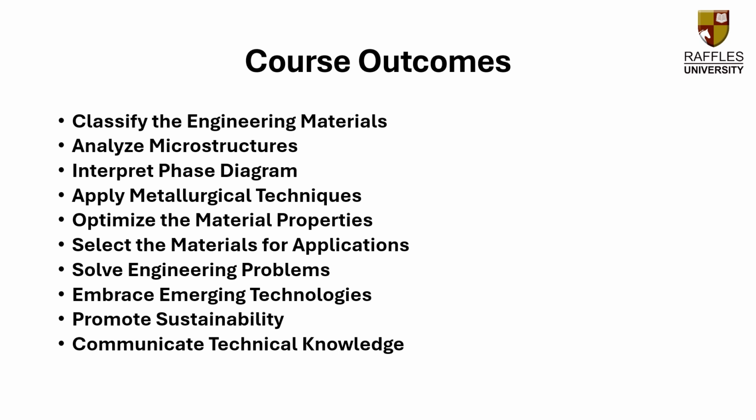Now, the course outcome consists of classifying the engineering materials, analyzing microstructures, interpreting phase diagrams, applying metallurgical techniques, optimizing material properties, selecting the material for the application, solving the different types of engineering problems, embracing emerging technologies, promoting sustainability, communicating technical knowledge.